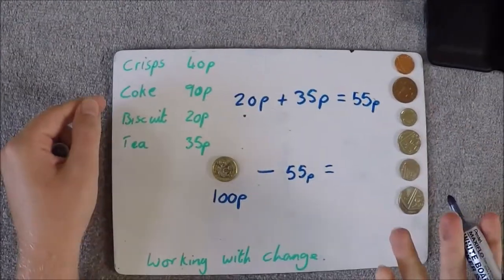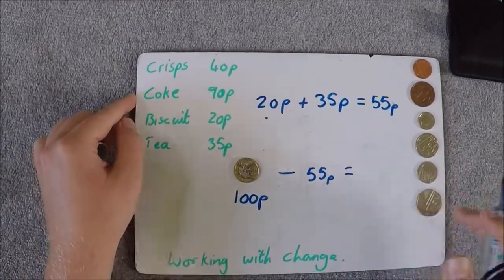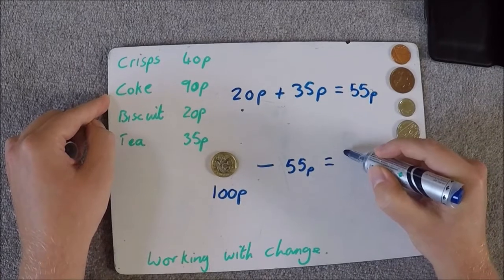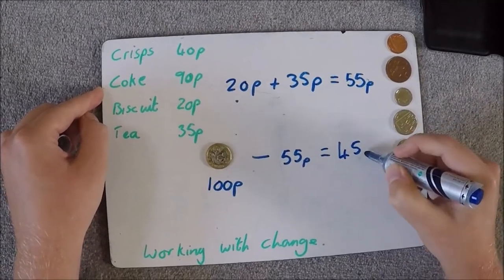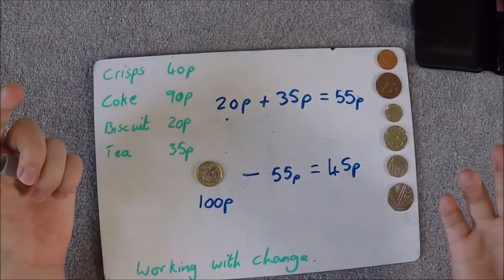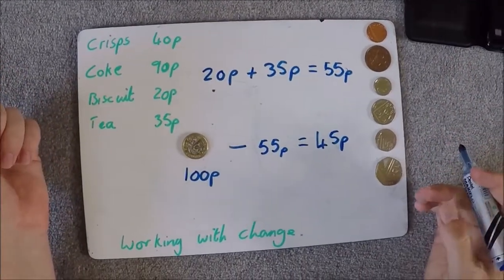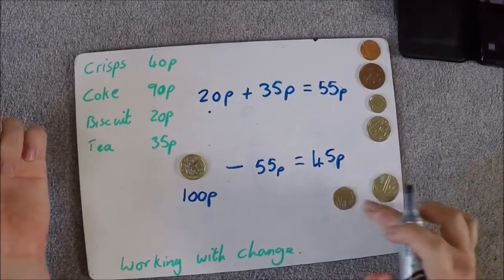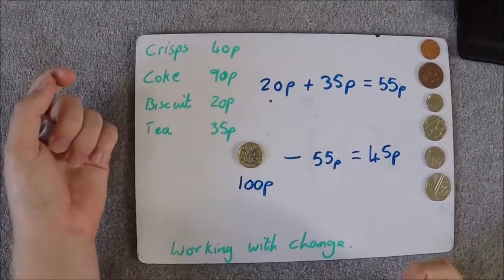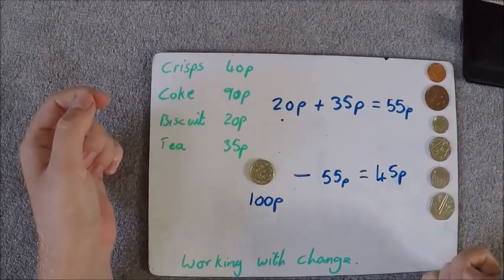Again, you can use any of the strategies you know for addition and subtraction, be that counting on or counting back. But 100 take away 55 is going to leave us with 45p. So our change we're going to get back is 45p. Now the shopkeeper could choose to give us maybe 4 10p's and a 5p. Normally they give it back in the easiest way possible, so it would probably be 2 20s and a 5p, because that's the least amount of coins we're going to get back. But when we're thinking about change, you're taking away what it costs you to buy those goods from the coins that you're handing over.